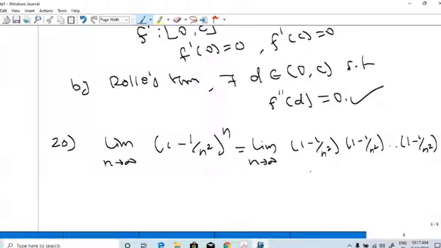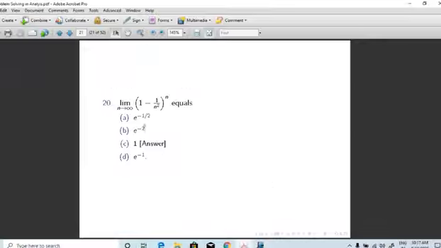We know that the limit of x_n times y_n equals the limit of x_n times the limit of y_n, provided x_n and y_n converge. Each term converges to 1, therefore the product converges to 1. Using the algebra of limits, since each converges to 1, the product converges to 1. Therefore the value of this sequence's limit is 1.